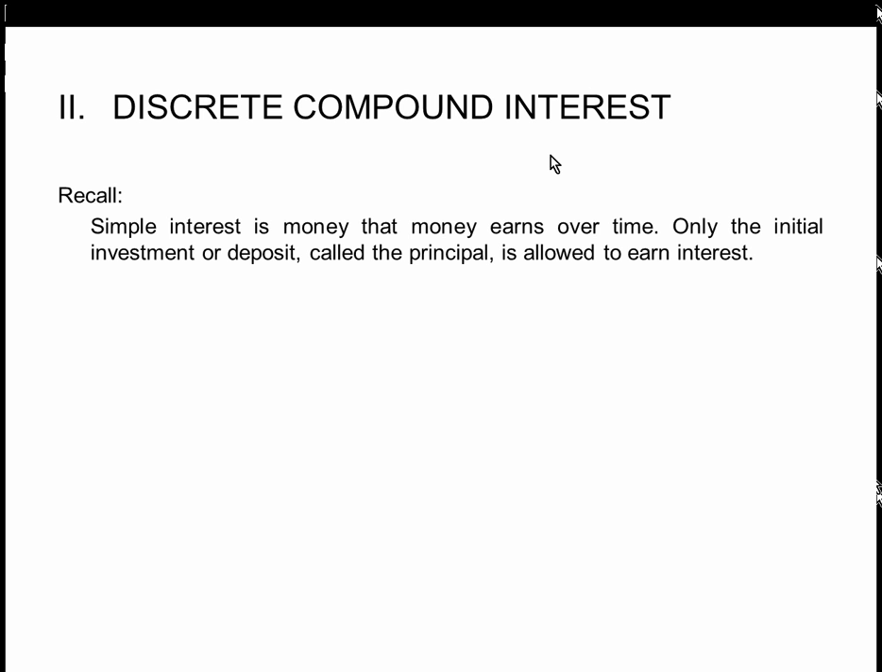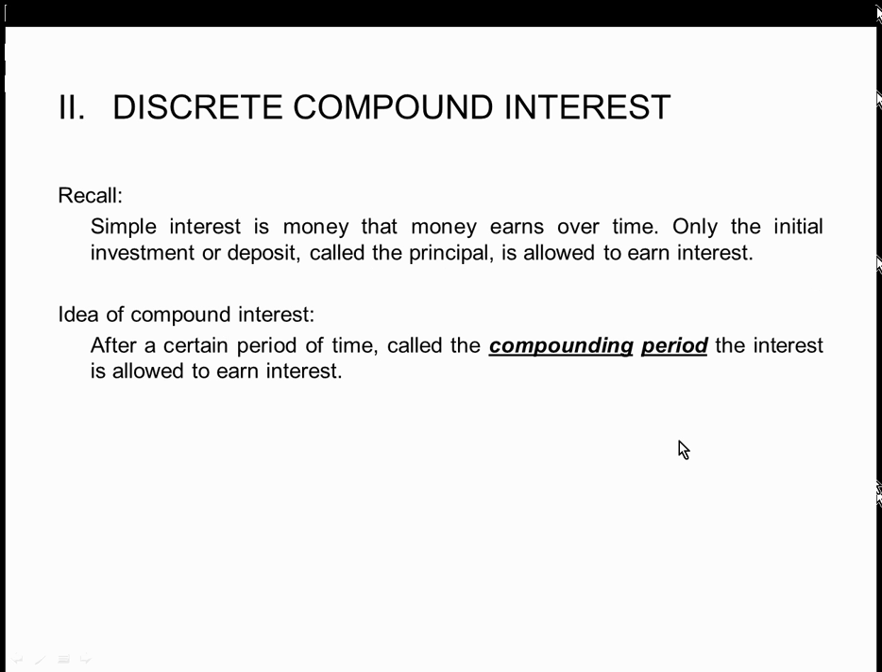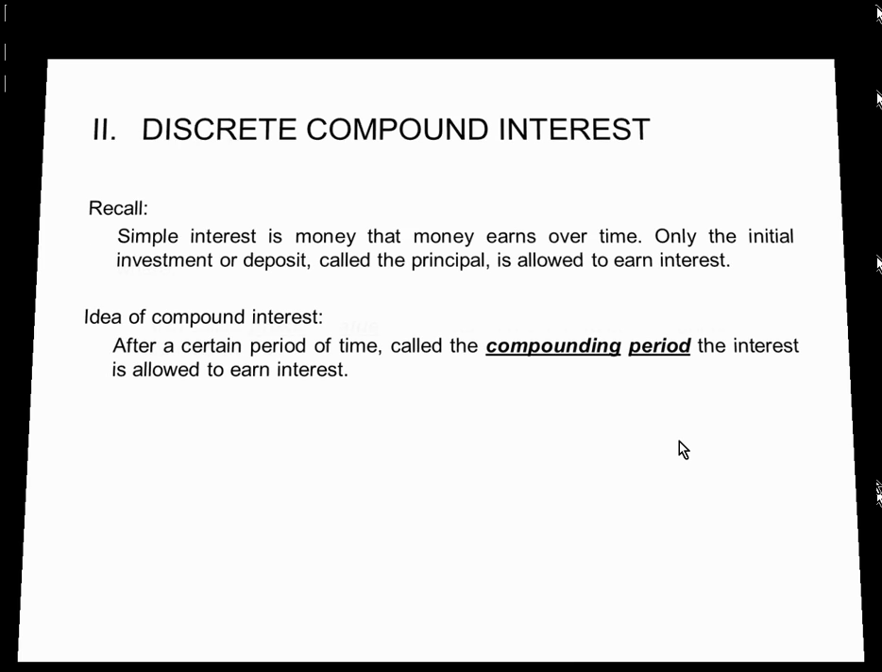So, discrete compound interest. So recall, simple interest is money that money earns over time. Only the initial investment or deposit, called the principal, is allowed to earn interest. The idea of compound interest is after a certain period of time, called the compounding period, the interest is allowed to earn interest. So it's interest on top of interest, which if you have an investment, that's a good thing. If it's a loan, that's a bad thing.